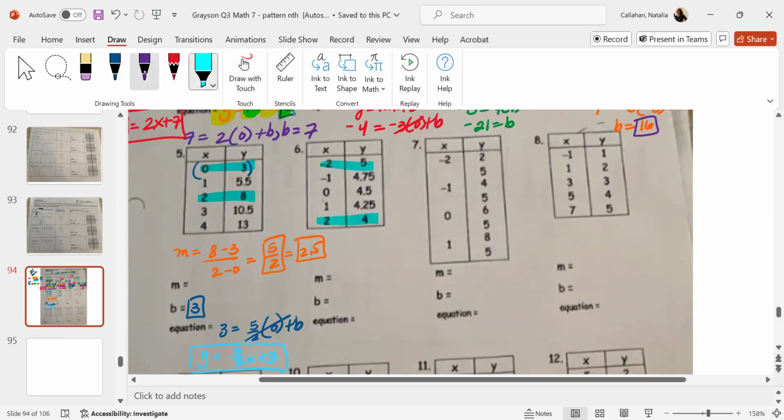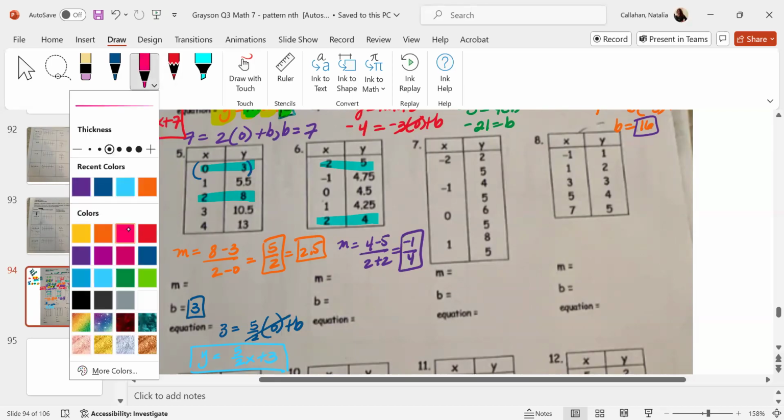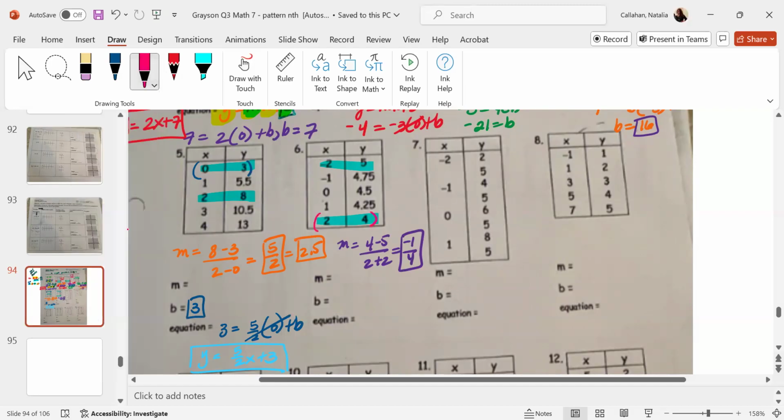Okay, number 6. We're going to go ahead and find our slope. Our slope is going to be 4 minus 5 over 2 plus 2. So negative 1 over 4 is your slope. I am going to use 2 and 4 as my point, but don't think that if you use the wrong point, you're going to get the wrong answer. You're going to have the same answer, but it just makes it a little bit more difficult to do. Does that make sense? Okay, so 4 equals negative 1 over 4 times 2 plus b.